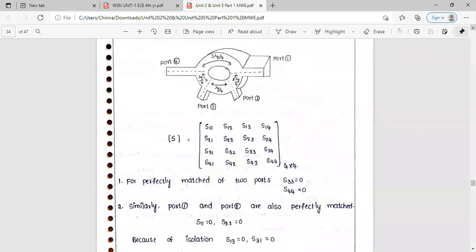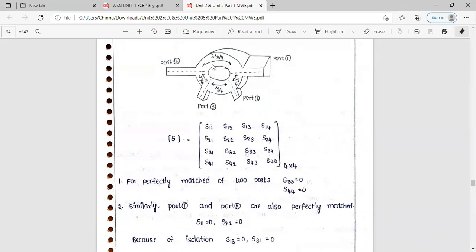Okay, totally different. You can see the rat race. This is a diagram which tells about the rat race. Port 1, port 2, port 3, port 4. See, it is a circular shape. One by one, it will be transmitted. If you transmit the signal at port 2, it will be transmitted like this.